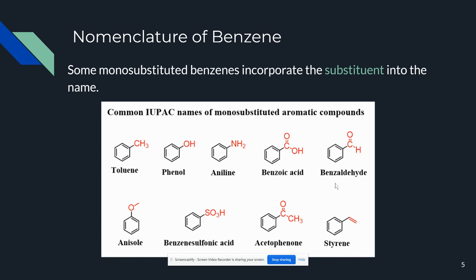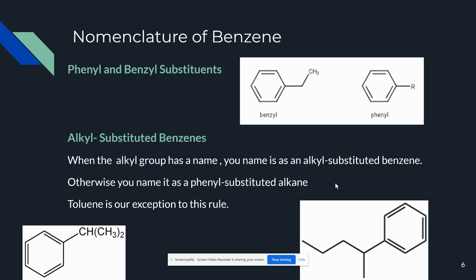Some monosubstituted benzenes incorporate the substituent into the name. This chart will help us later on identify what benzene ring we are using in equations. For phenyl and benzyl substituents, the name is just added like the normal substituents would. For alkyl substituted benzenes, when the alkyl group has a name, you name it as the alkyl substituted benzene. Otherwise, you name it as a phenyl substituted alkane.